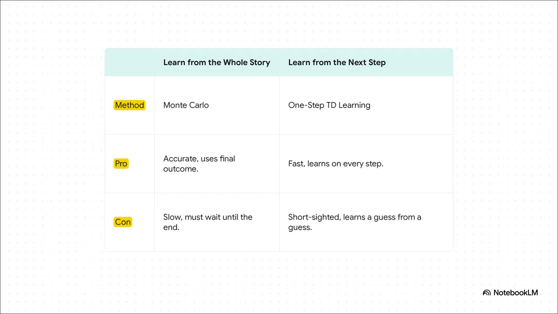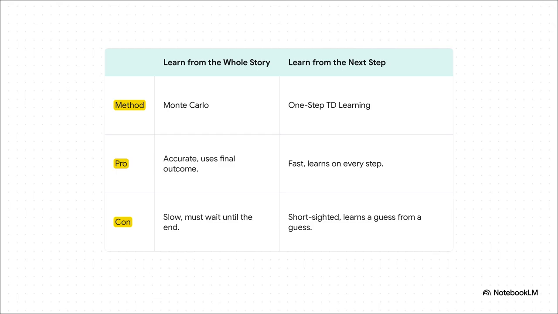Okay, so on one side, you've got what's called the whole story, or Monte Carlo method. This one waits until the entire task is finished, then it looks back at the real final outcome. It's super accurate, but man, is it slow. You have to play the entire game just to learn one thing.